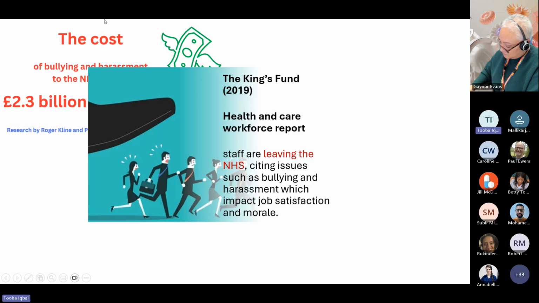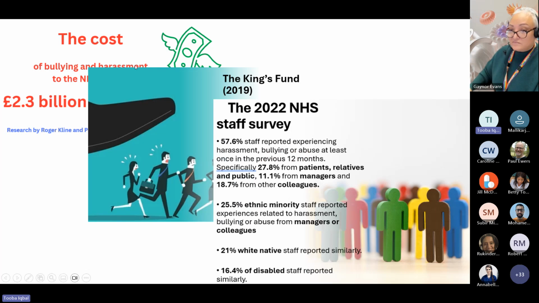So we're going to look at one of the NHS staff surveys. There's a few numbers here, but roughly more than 0.5% of the responders in this 2022 NHS staff survey said they experienced harassment, bullying, or abuse within the last 1 year. Out of that, 27.8% was directed from the patients, their relatives, or the public, 11.1% from the managers, and 18.7% of colleagues.